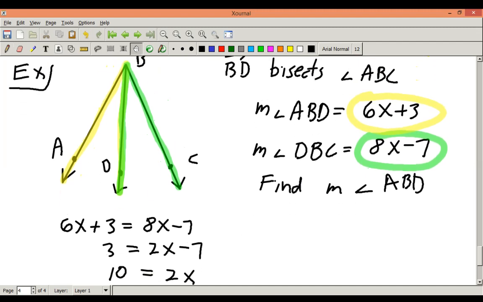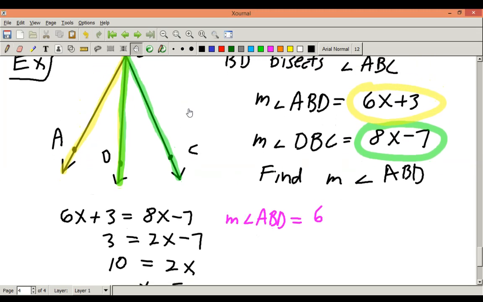All right, so we know that the measure of angle ABD is 6x plus 3, so 6 times our x, which we just found, which we said is 5. So 6 times 5 plus 3, so that's going to give us 33. And don't forget we're talking degrees here. So it's going to give us 33 degrees for that angle that they requested.